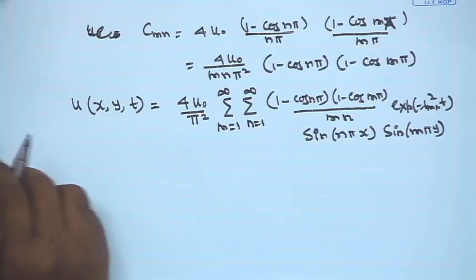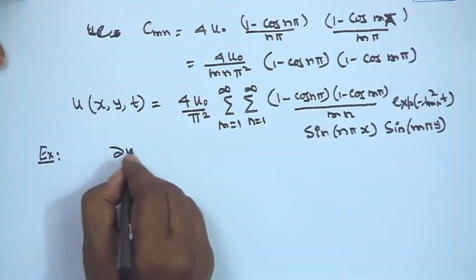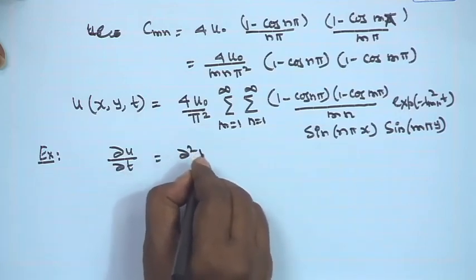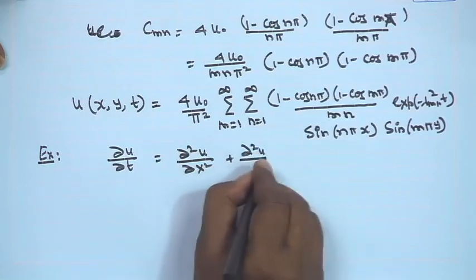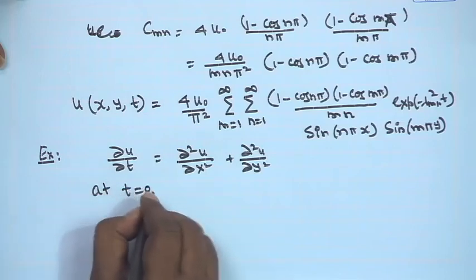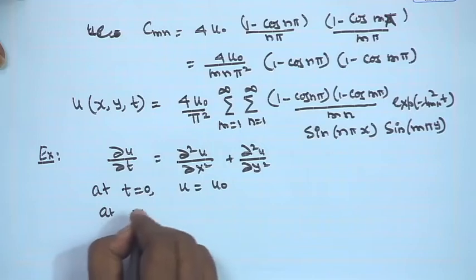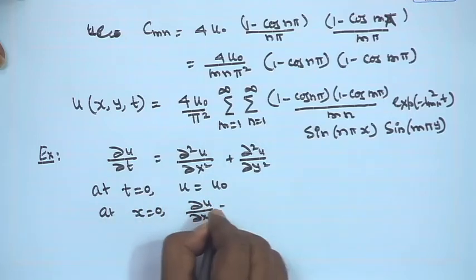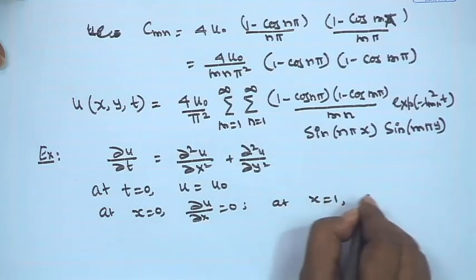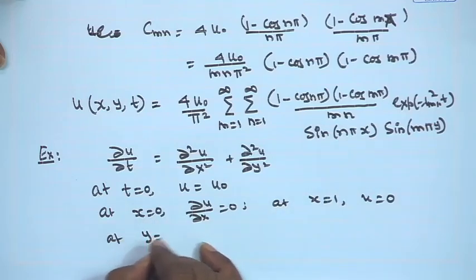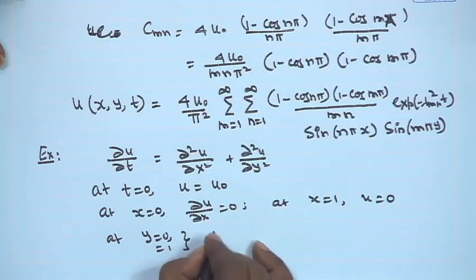Now, I will be solving one more problem if my boundary condition is, in this particular case we have considered the Dirichlet boundary condition. If one of the conditions is Neumann, that means if the boundary at that particular location is insulated, then how it looks like. So, the next example that I will be solving is exactly the same problem, del u del t is equal to del square u del x square plus del square u del y square, at t is equal to 0, u is equal to u naught, at x is equal to 0, del u del x is equal to 0, and at x is equal to 1, u is equal to 0, at y is equal to 0 and y is equal to 1, both u is equal to 0.